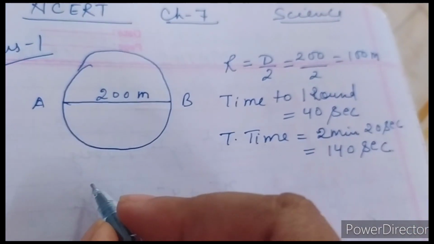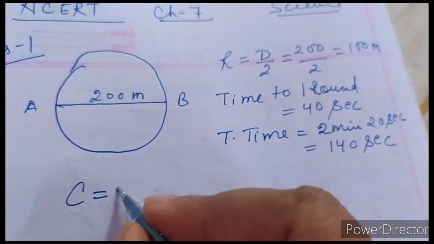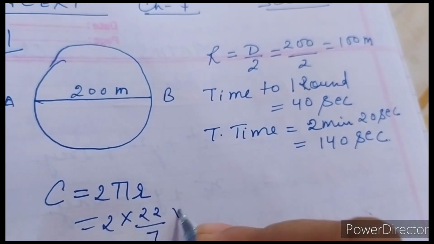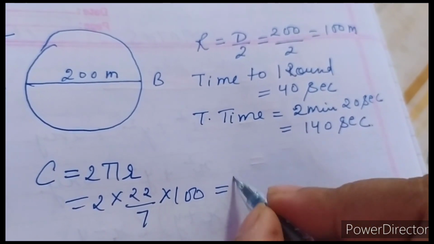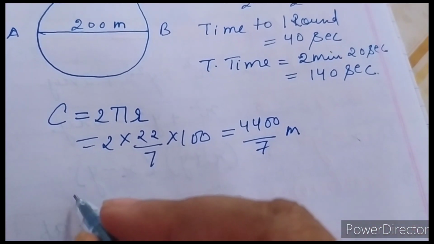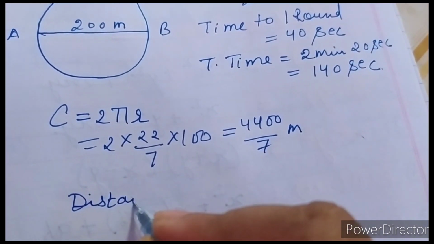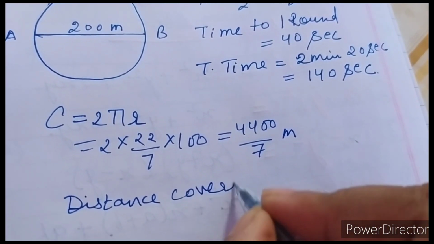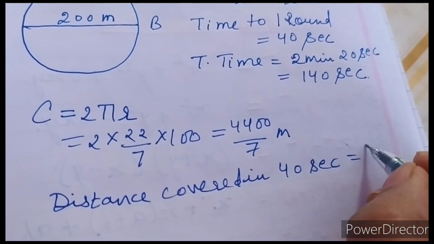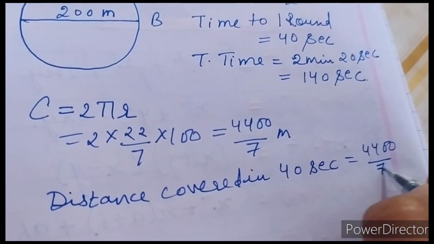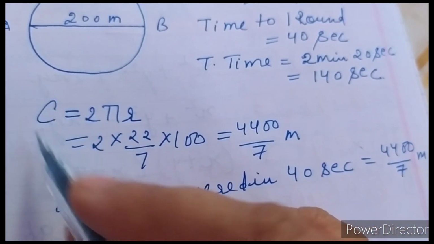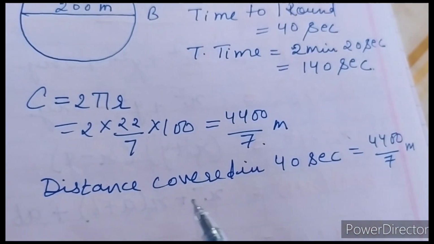Now first we will find the circumference of the circular track. So circumference is equal to 2 pi r. That is equal to 2 into 22 by 7 into radius is 100. And that will come out to be 4400 divided by 7 meter. Now let's see the distance covered in 40 seconds is equal to 4400 divided by 7 meter. In 40 seconds it completes one round, the person. So one round is equal to one circumference. So this is the distance covered in 40 seconds.